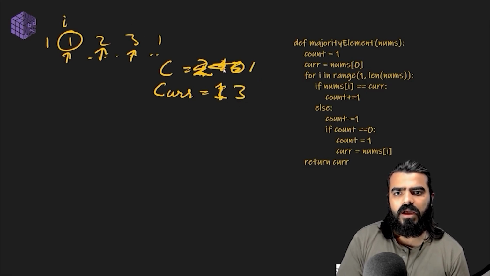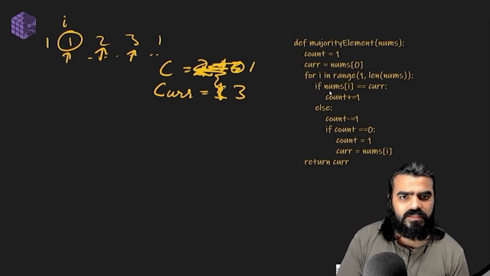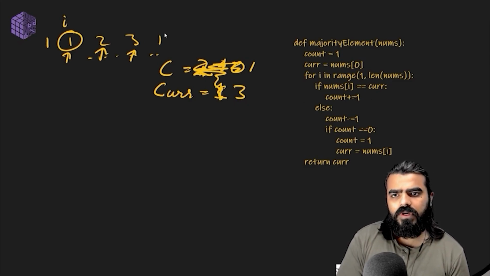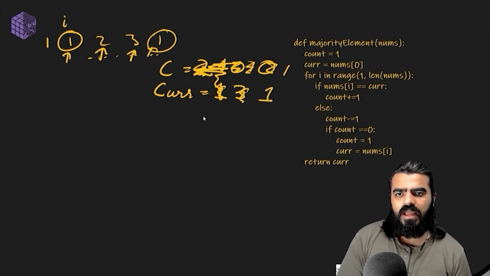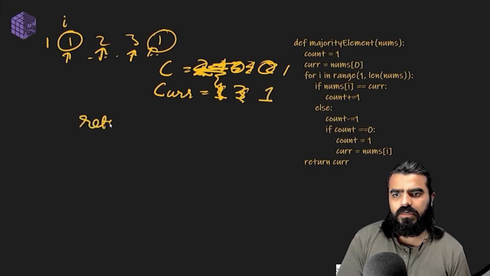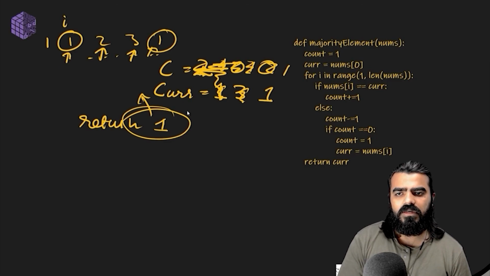Okay. Now we run this again. If nums I equal to current, no, so we move into else. Count is decreased by 1, so it becomes 0. If count is 0, count becomes 1, and current element becomes nums I, which is this element, so it becomes 1 again. And after doing this, we return the current element, which is 1 in this case, right? So this is what we return over here.